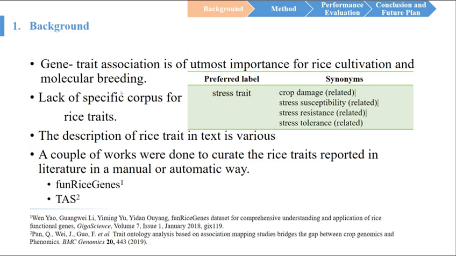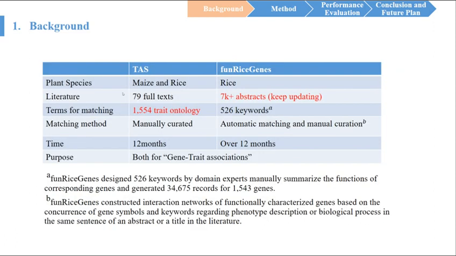In our early research, we found a couple of similar work, TAS and FunRiceGene. Let's give a brief overview of them. The TAS used a manually curated way, while FunRiceGene combined a manual curation and automatic matching way. More details of their work are shown as a table. We did an artificial quality check on these two work. Both of them are meaningful and inspiring, but of course there is room for improvement of their results.